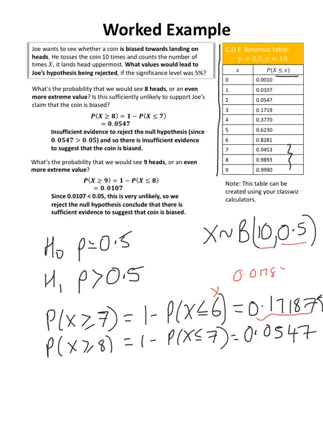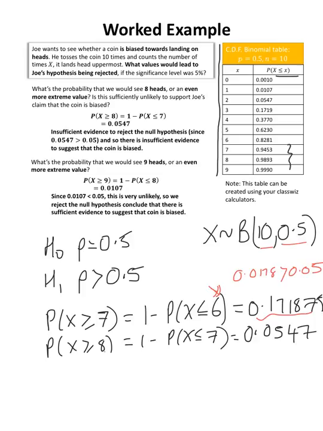Now 0.0178 is greater than the 0.05 level. So there's insufficient evidence to reject the null hypothesis. So this is not in our critical region. So I then went one up. I worked out the probability x was greater or equal to 8.